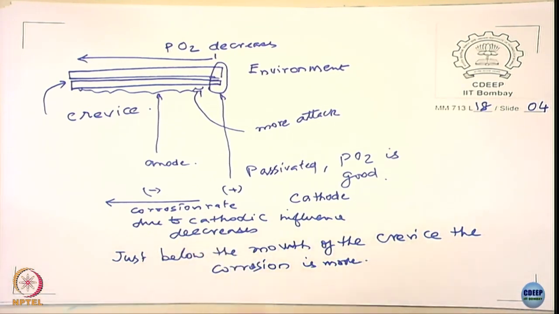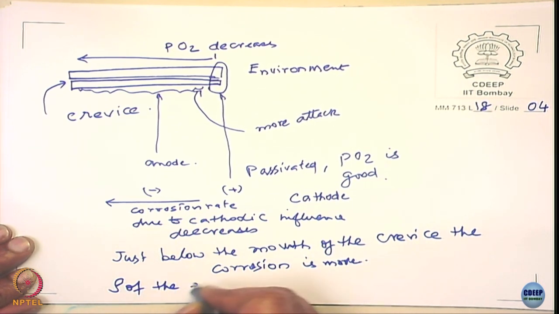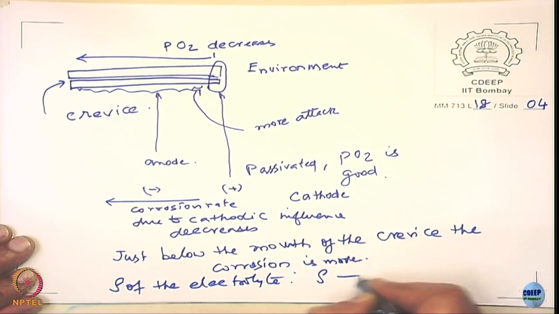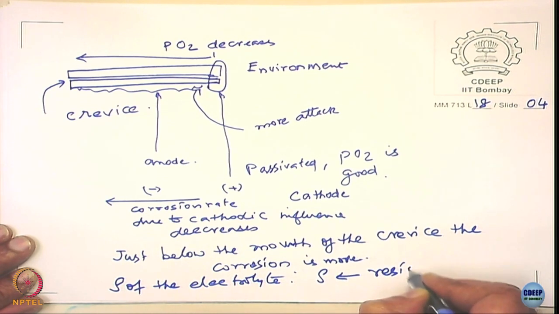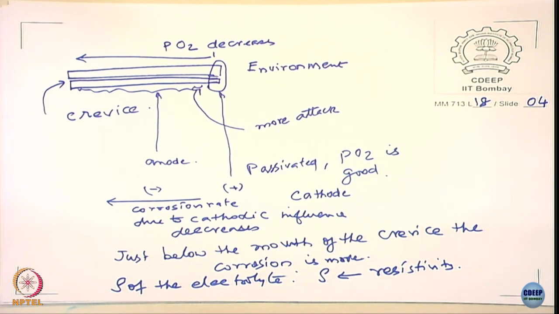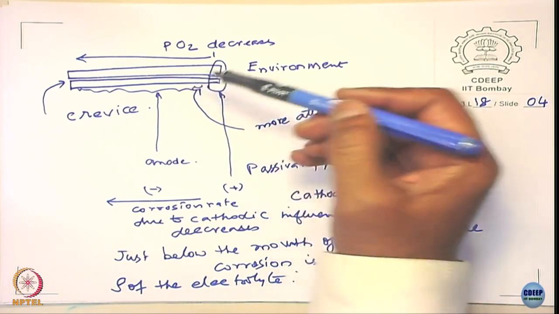Now, that depends upon the resistivity of the electrolyte. What is rho? Rho is the resistivity of the electrolyte. It's a very interesting one: if the resistivity is 0, then also there will be no crevice corrosion. If the resistivity is too high, the attack is confined to the mouth. So, essentially it depends upon the resistivity of the electrolyte as well.